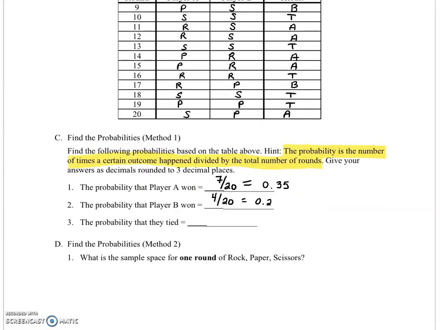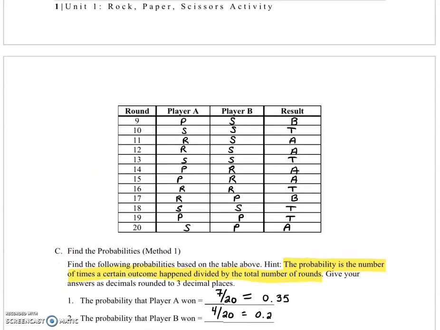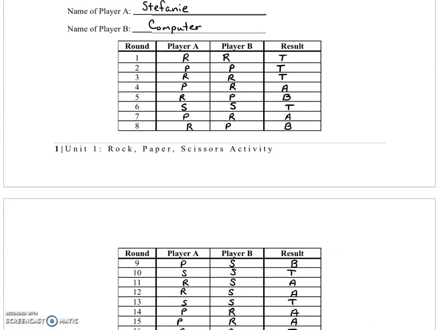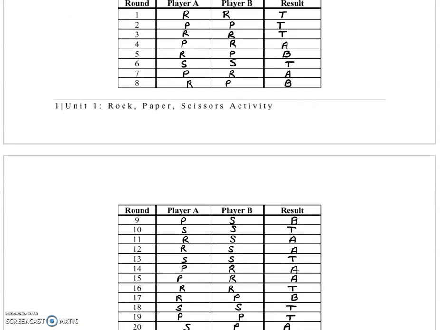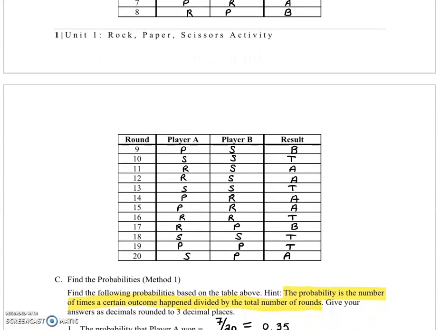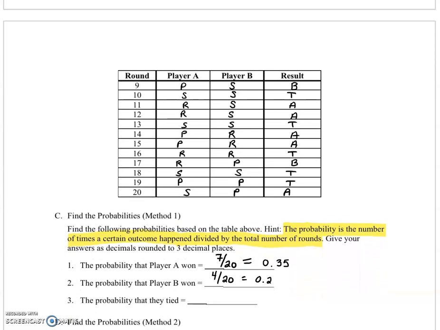Now let's do the probability of a tie. So we count the number of ties. 1, 2, 3, 4, 5, 6, 7, 8, 9. So we had 9 ties out of 20 games. So if we put that in the calculator, we get 0.45.